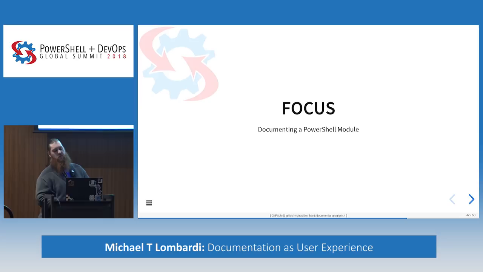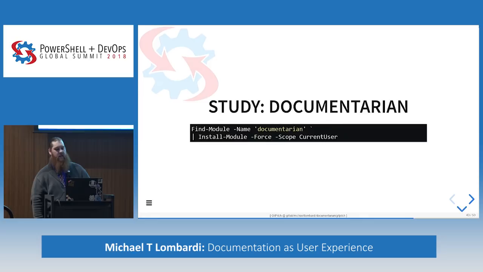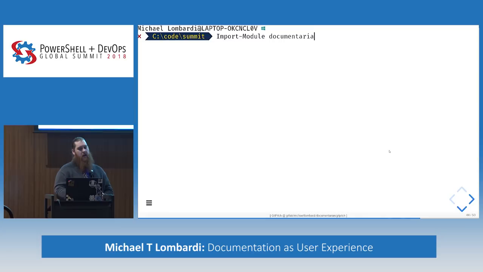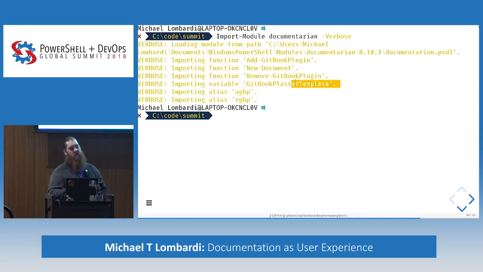Not that I'm opinionated. So the module's Documentarian. You can find it at gitlab.com/documentarian/documentarian, or forward stroke, depending on who you ask. You don't need to see me import it, but the important thing here, as you'll see shortly, is that there's a line where I export a variable.